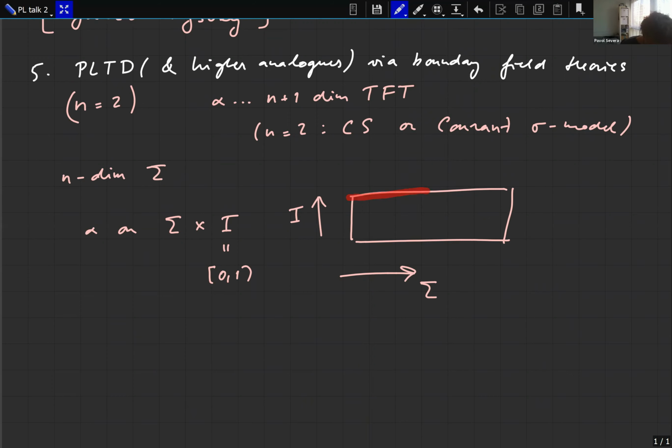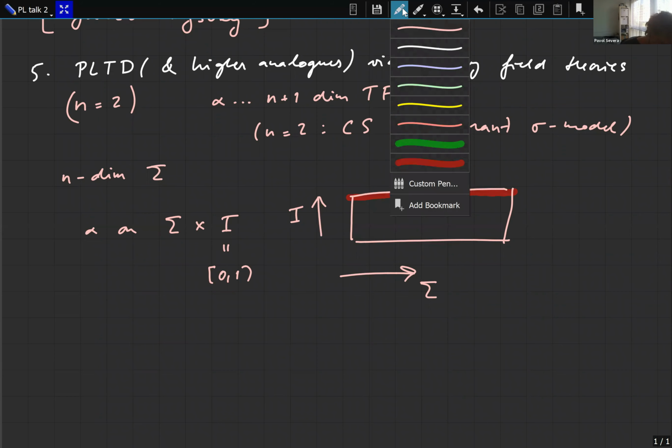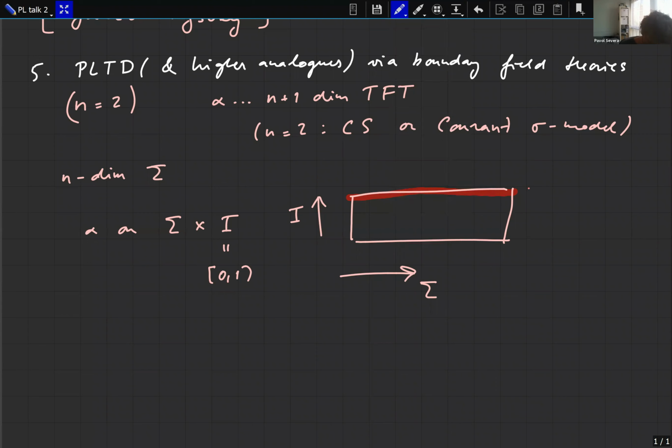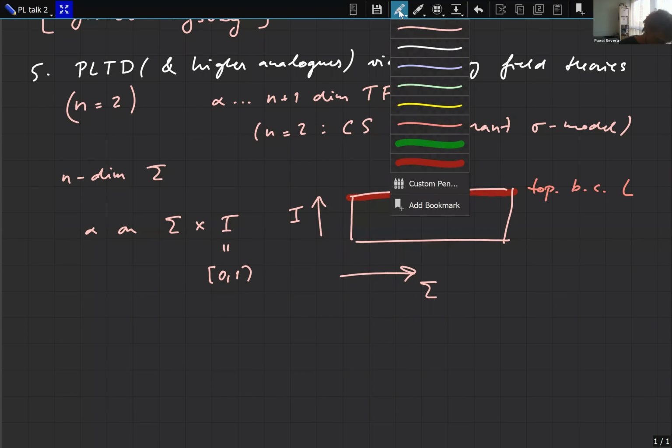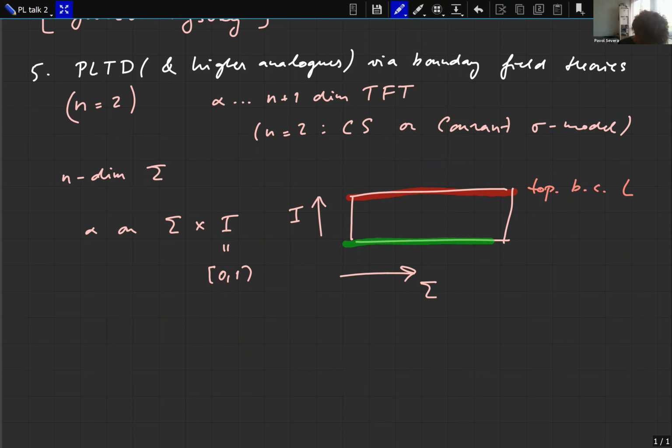So on one side, say on this side, let's pick some topological boundary condition that I will call L. And on the bottom, now that's the interesting thing, here we take a non-topological, physical if you want, boundary condition or boundary field theory, the same thing, that I will call F.